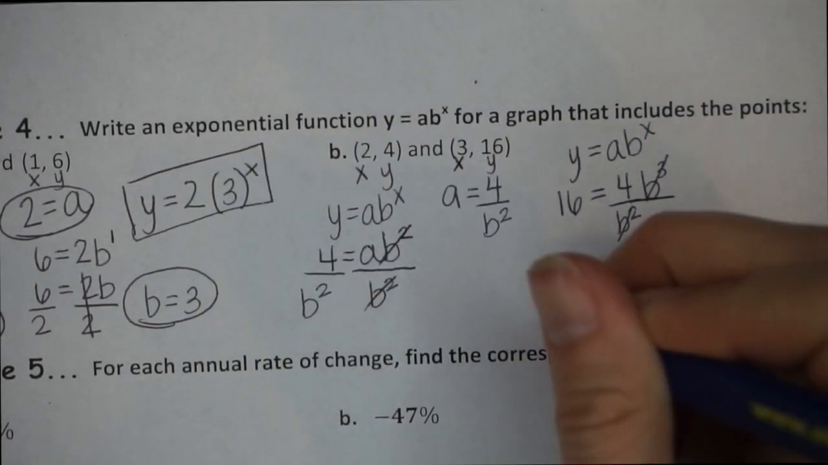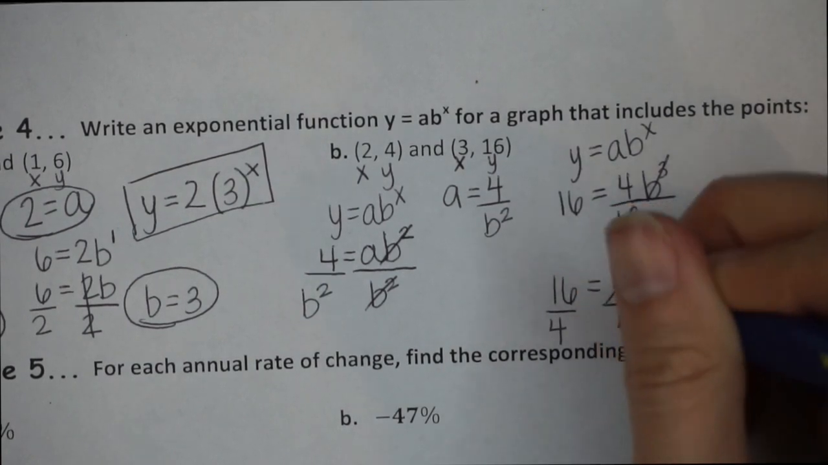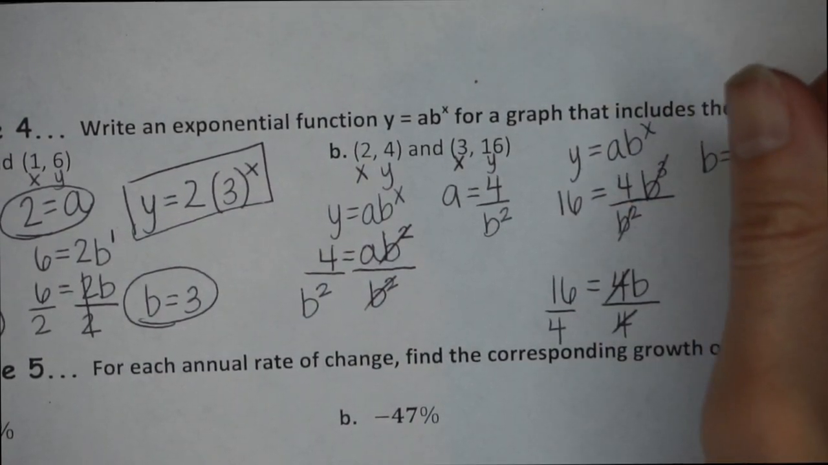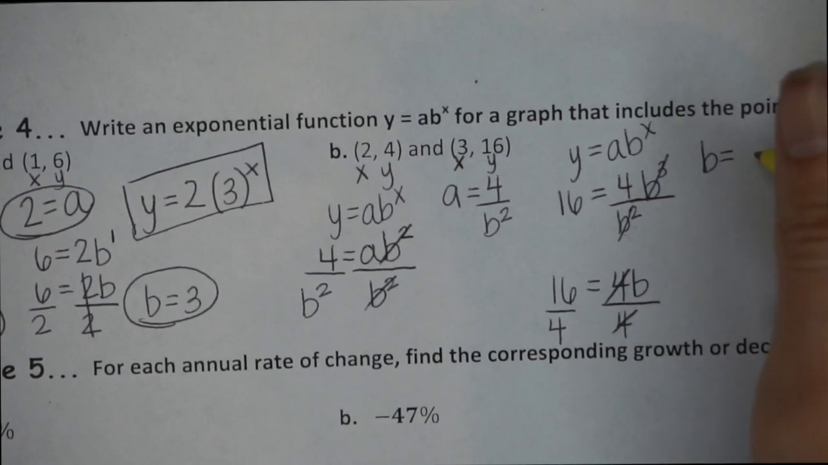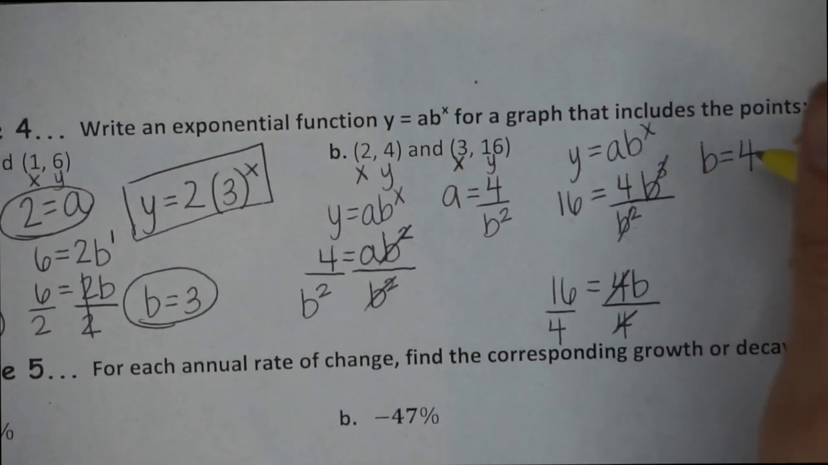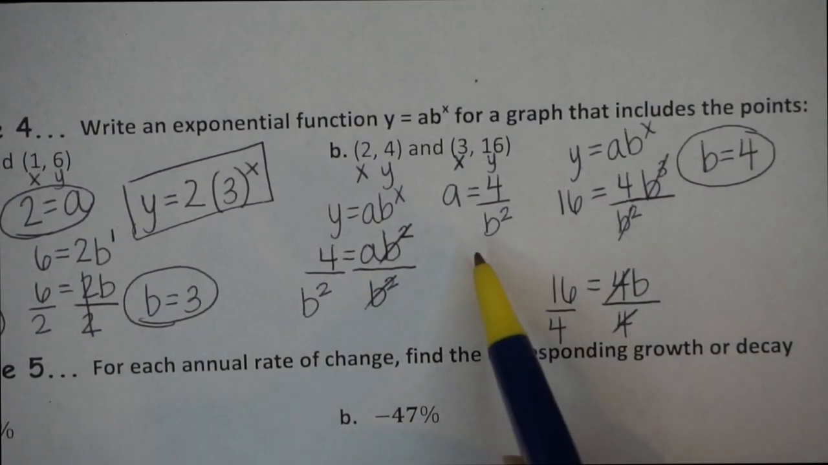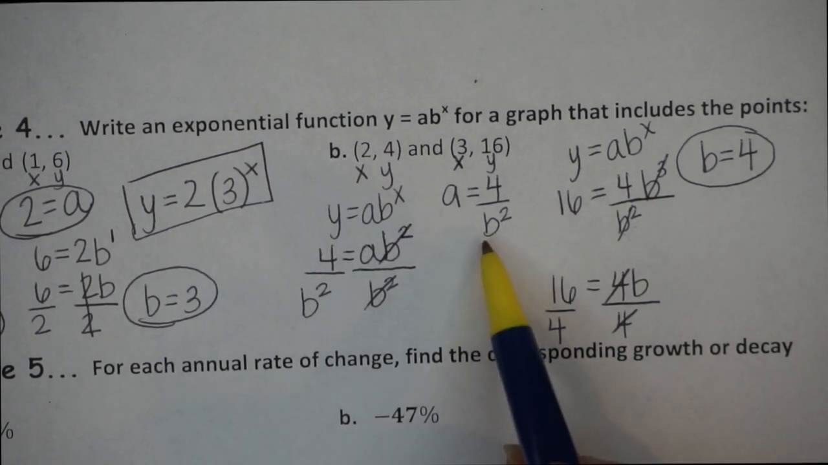Okay, then we'll be able to divide by 4 on both sides so that we have b all by itself. All right, and so b is equal to 4. 16 divided by 4 is 4. All right, and so we have b. Now, we didn't actually get a. Remember before, we didn't have a solid number answer for a.